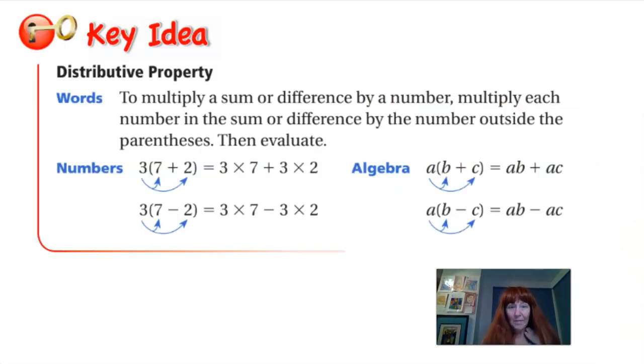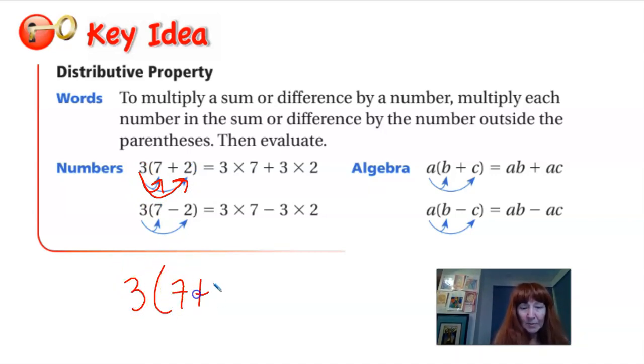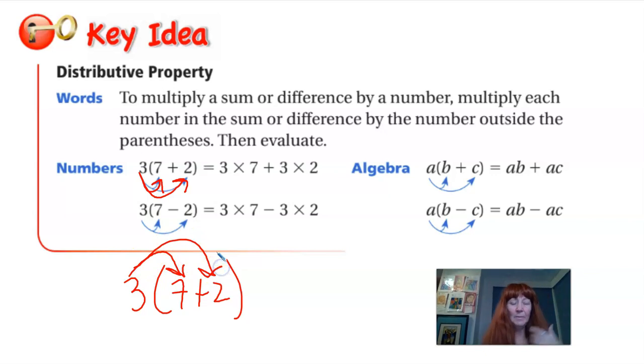Again, the key idea in your textbook looks like this. When you see these little lines, some people show it above, some people show it below. Most people do it below when you see it in textbooks, but if you did it above, I'm fine with it too. You're showing me that you're multiplying the 3 times the 7 plus the 3 times the 2.